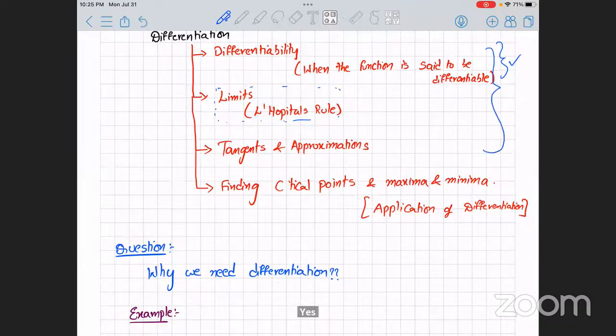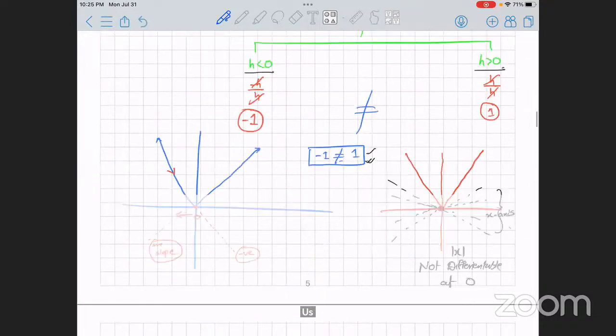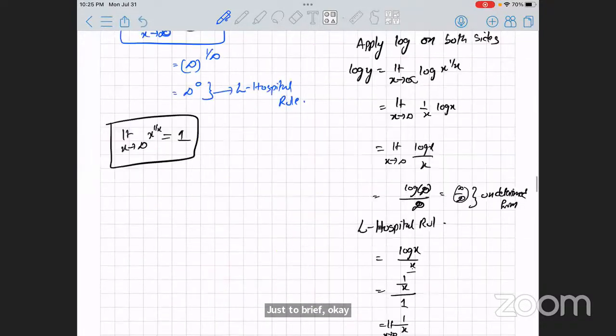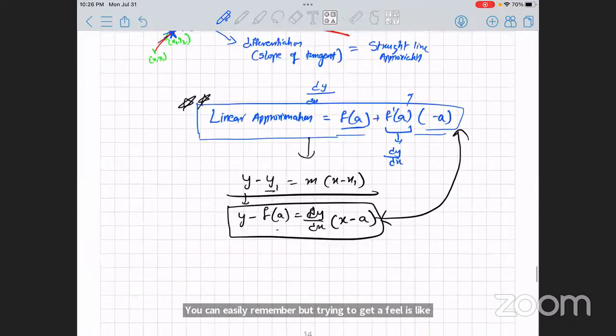There are 5 minutes left. I will try to brief about critical points, maximum and minimum. First derivative equal to 0. Just a brief, okay? You can easily remember, but try to get a feel.